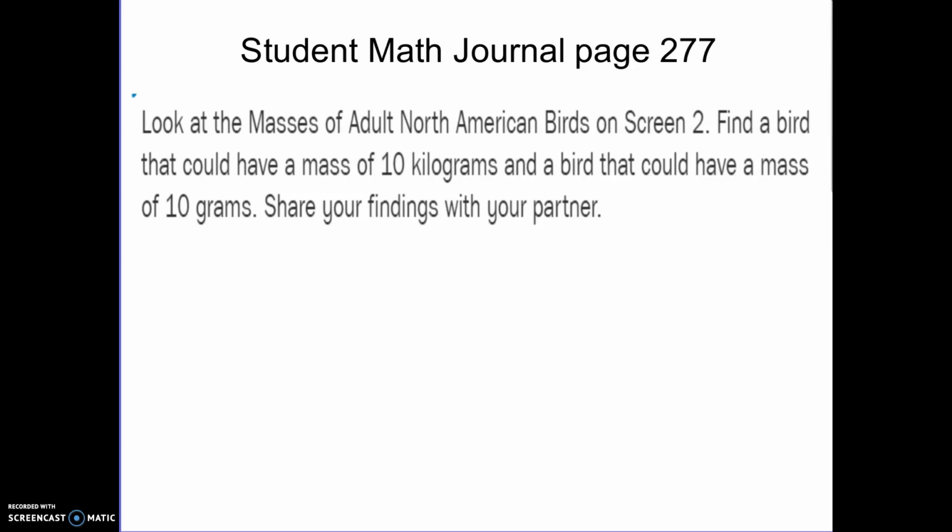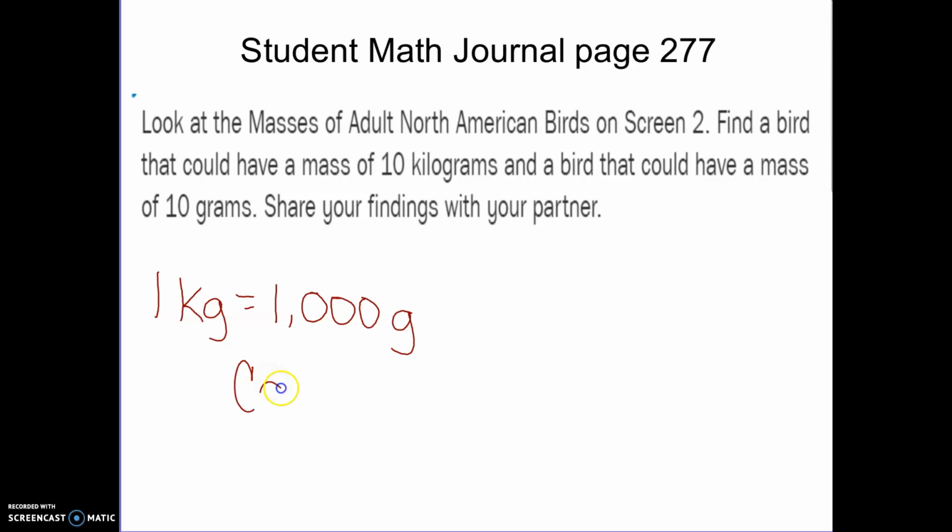Okay, thinking about what you found, I want to remind you of something before we continue on, that 1 kilogram, and kg is an abbreviation for kilograms, is the same as 1,000 grams. So, what did you find that could have masses of 10 kilograms and 10 grams?